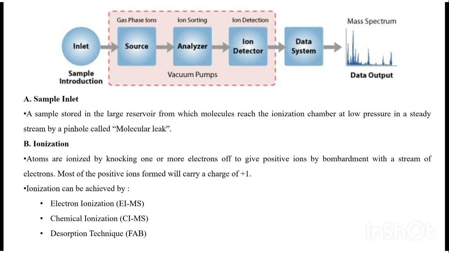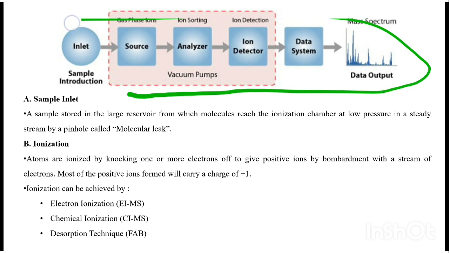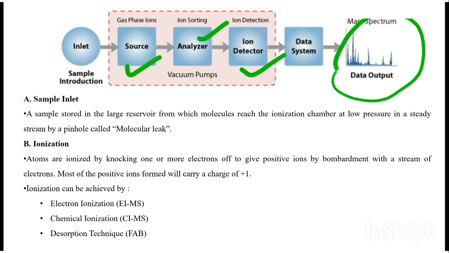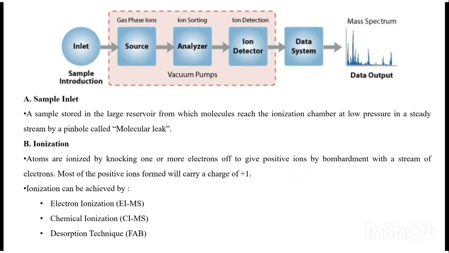So this is the graphical representation of the whole process of mass spectrometry. At first, samples are introduced, then the samples are converted into gas phase ions, then the samples are analyzed by the analyzer, then the detector detects the ions present in that sample. Then this is the data output in the form of a graph.